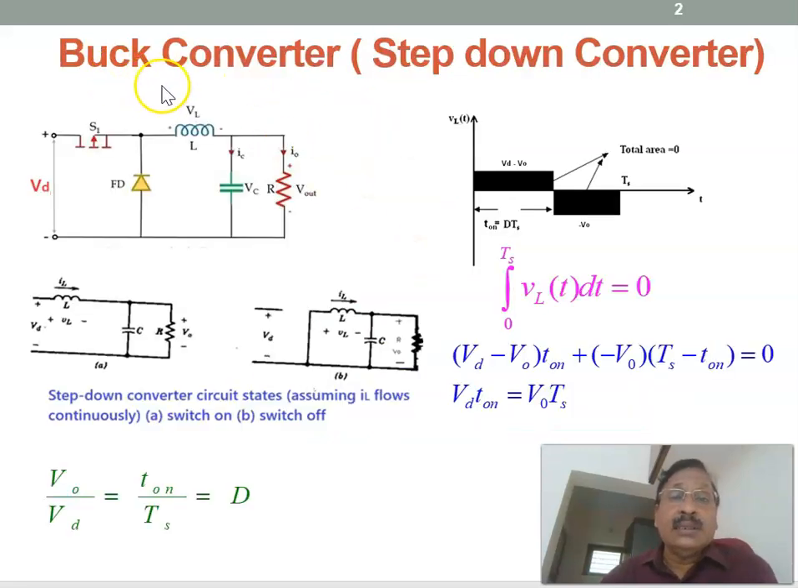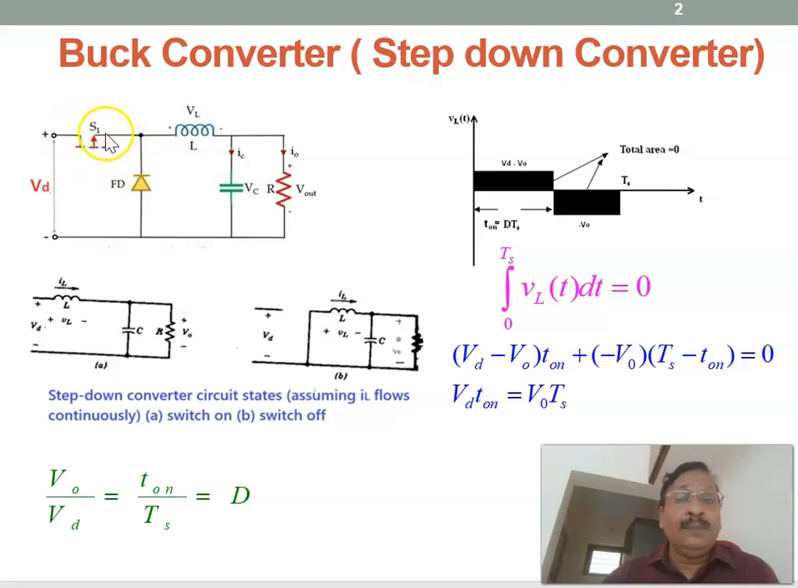Now I'm just reviewing what a buck converter is. It is a step-down converter, and the circuit diagram is shown here. At the input side there is a switch, there is an LC filter, and there is a freewheeling diode, and the load is considered as R. The input voltage is VD, and the average output voltage is V0.